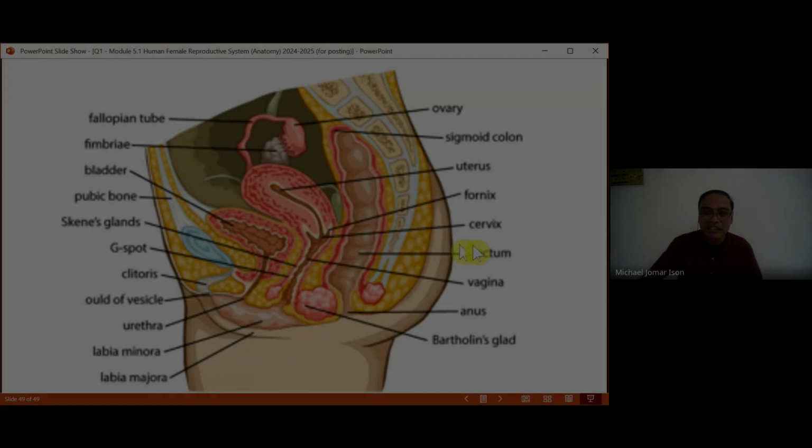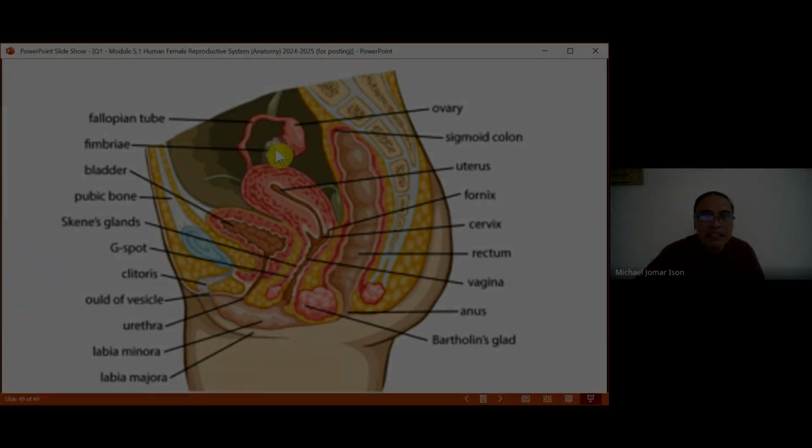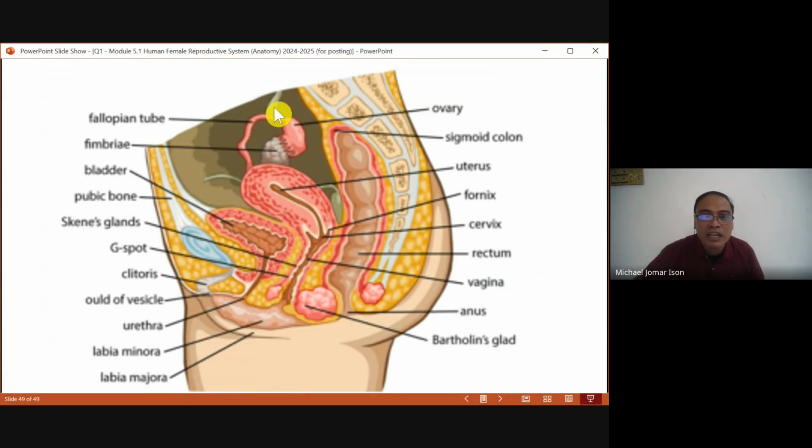So you already know this one. This is the rectum, and this one is the uterus. This is the vagina, this is the cervix, and this is the uterus. In addition to that, this portion is called the fallopian tube, which is flipped here. The ovary is the whitish portion here, and this would be the fallopian tube and the fimbriae here.